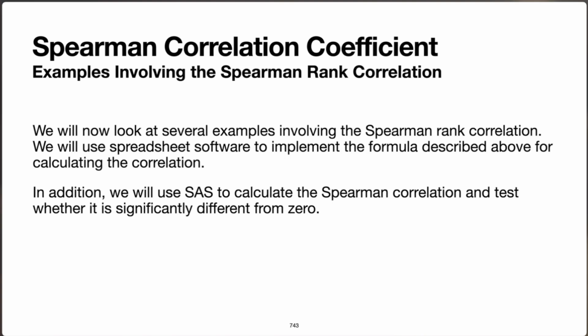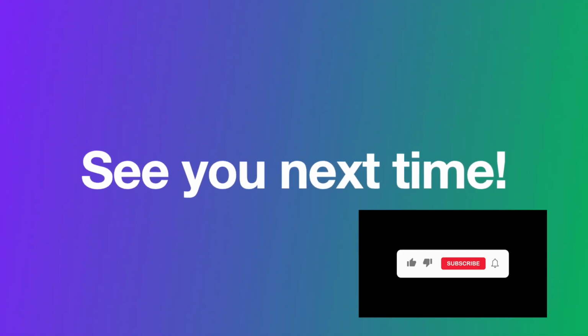What we'll do next will be to look at examples involving Spearman rank correlation. As we look at these examples, we're going to do the analyses two ways. We're going to use spreadsheet software to implement the formula I showed you and to calculate the Spearman correlation coefficient. In addition, we'll use SAS to calculate the Spearman correlation, and we'll be able to check our work that way. And we'll also use SAS to perform the hypothesis test to determine whether, at the population level, the Spearman correlation coefficient between the two variables is non-zero. We will pick up these examples in the next lecture video.